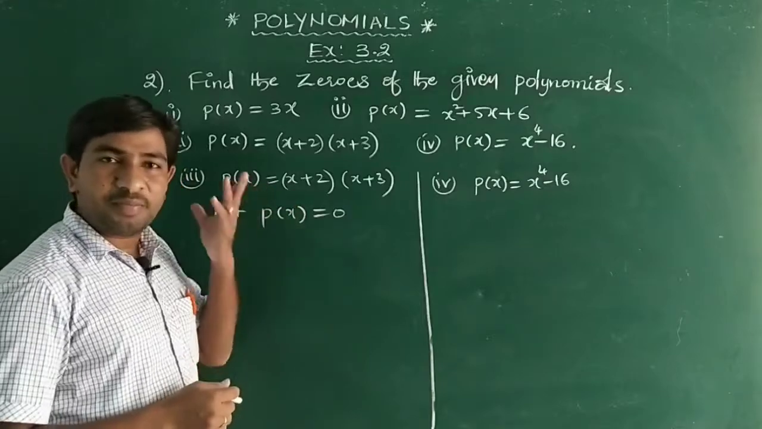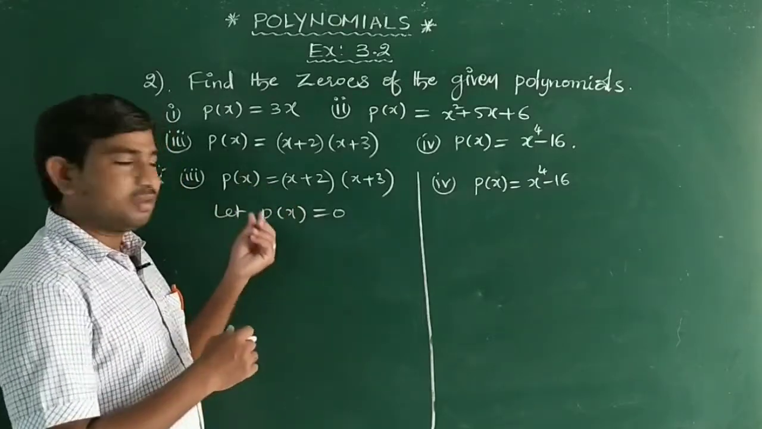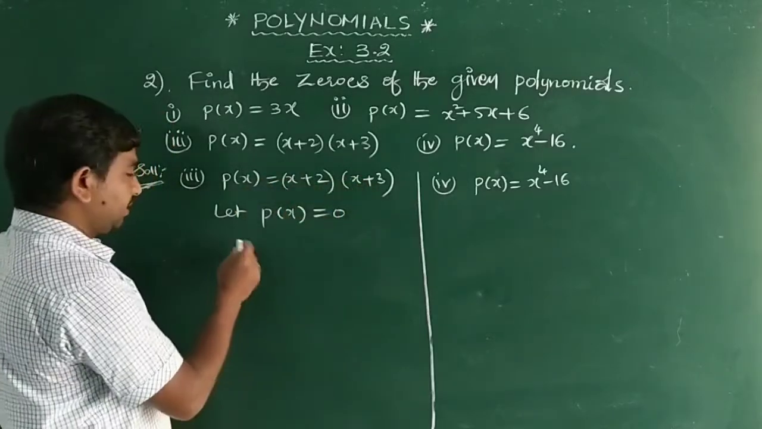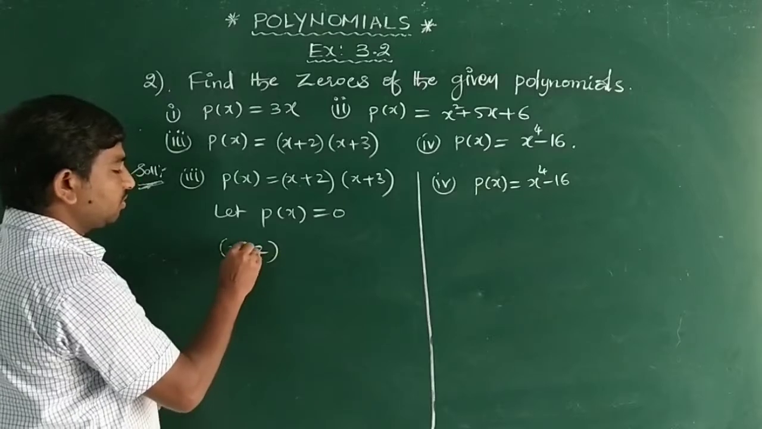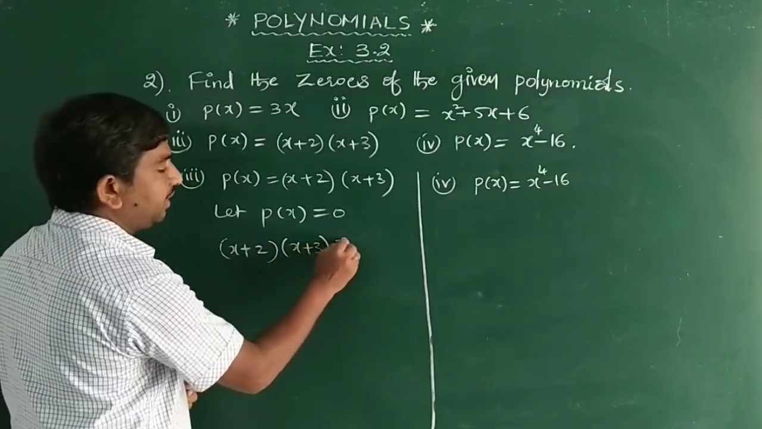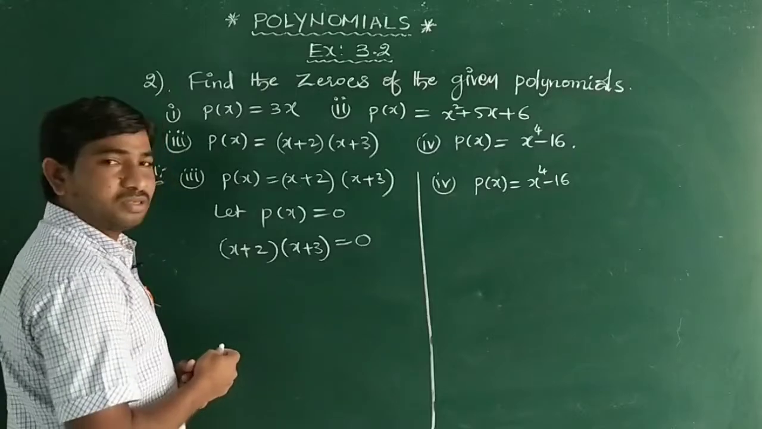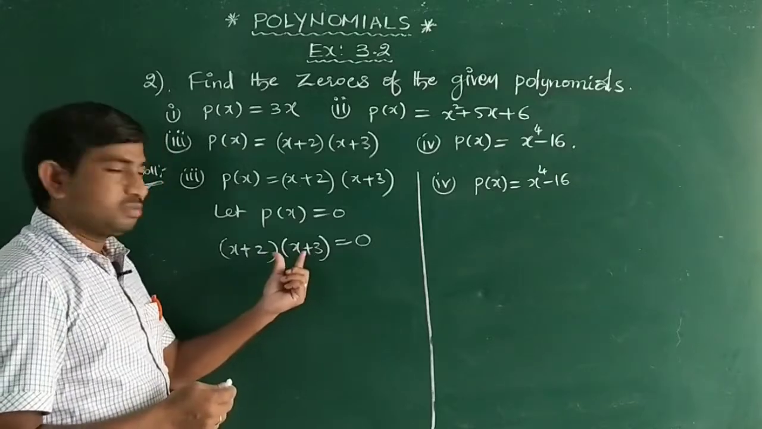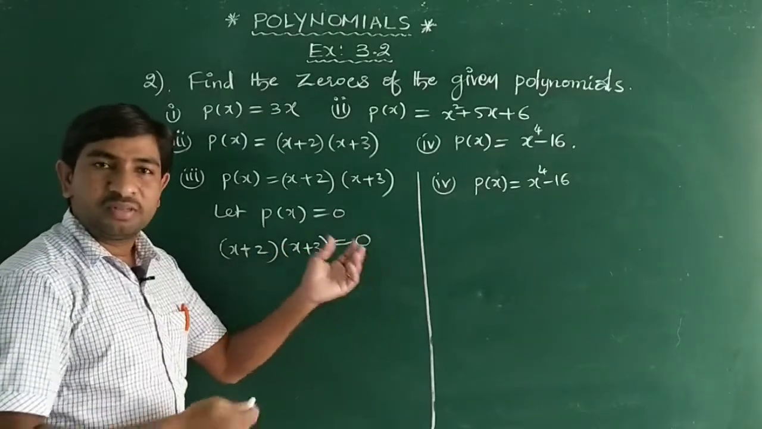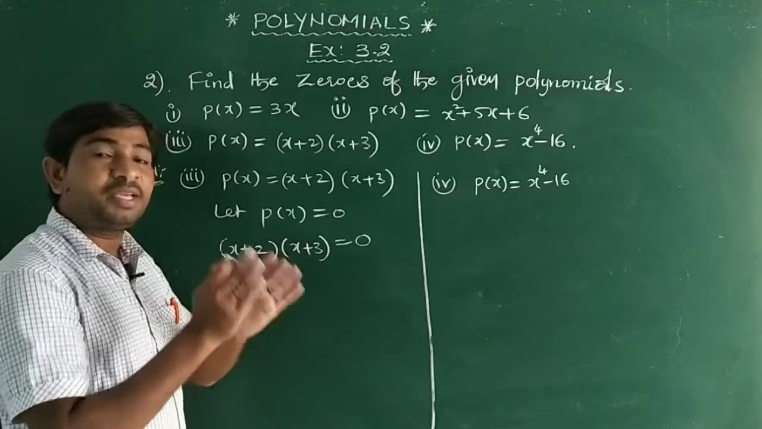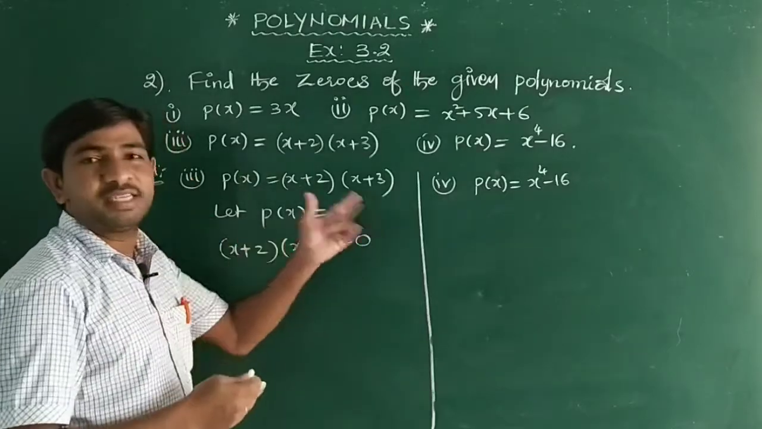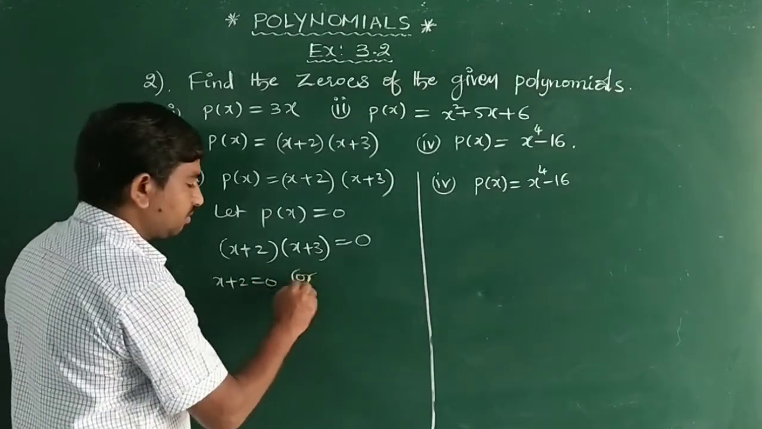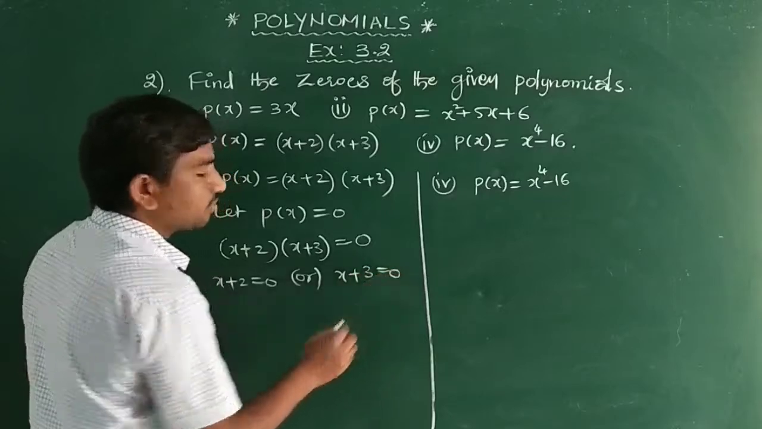To find the zeros of the polynomial, we need to convert that into P of x is equals to 0. Right. So now what is the P of x value? x plus 2 and x plus 3. You can write it as x plus 2 into x plus 3, so that is equals to 0. I said already, if the product of any two factors equals 0, then any one of these two factors must be equals to 0, otherwise we cannot get the 0. So for that, x plus 2 is equals to 0 or x plus 3 is equals to 0.